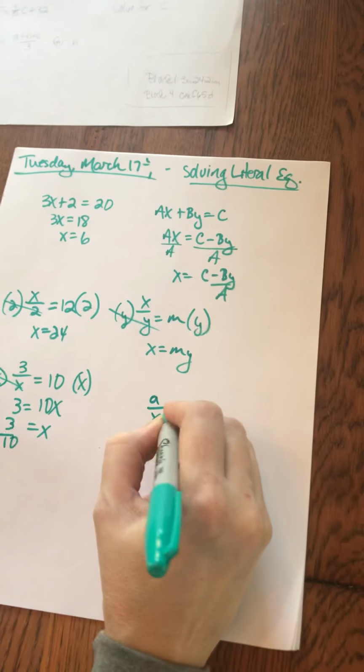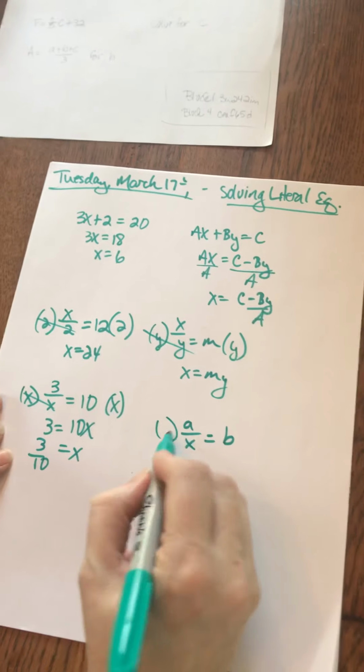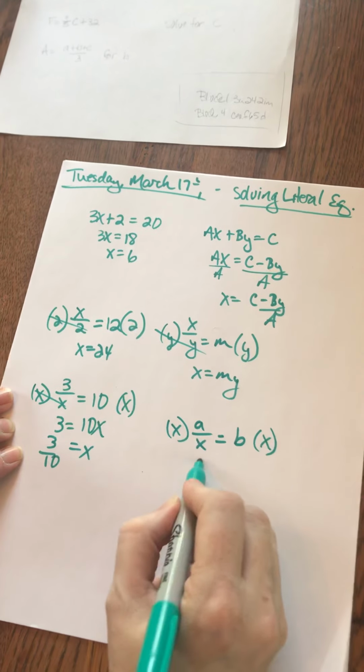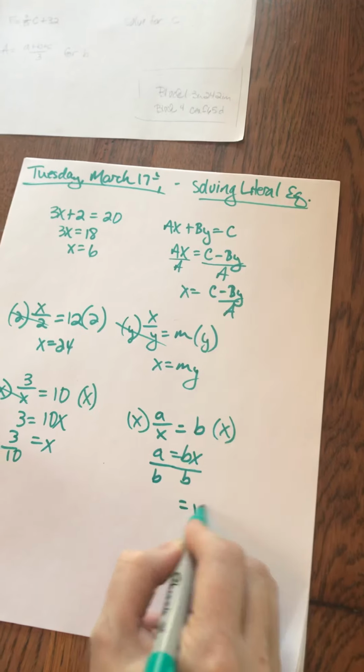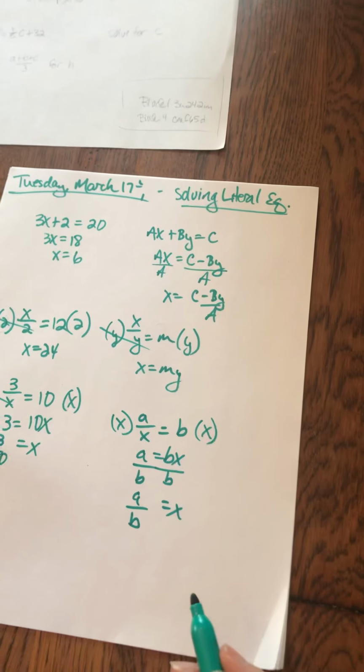Likewise over here, you guys, if I was asking you to solve for x, still multiply by what's in the denominator, a equals bx, and now you'll divide each side by b, and x equals a divided by b.